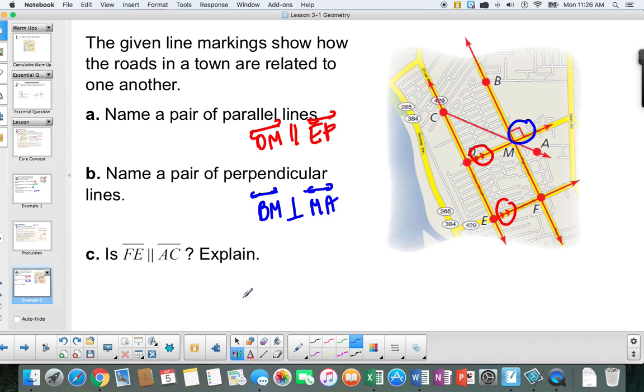Now we have to answer the question, is FE parallel to AC? And since there are no parallel lines marked, I can't say that they are, and it looks like eventually they might intersect. So the answer is no, they will intersect. If you take those lines long enough, they look like they're going to intersect.